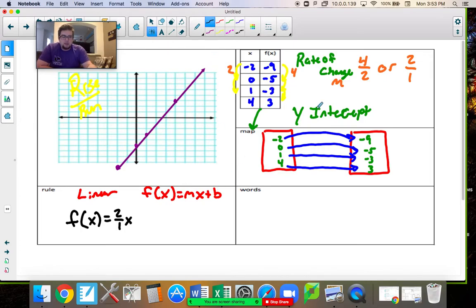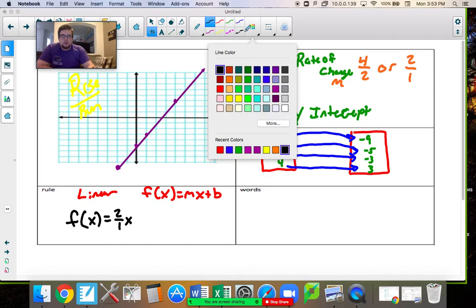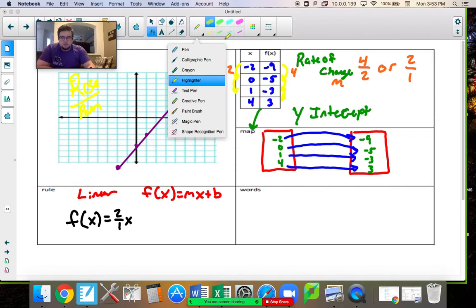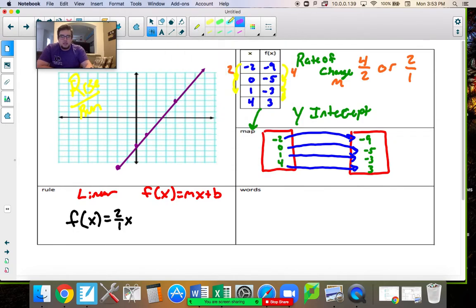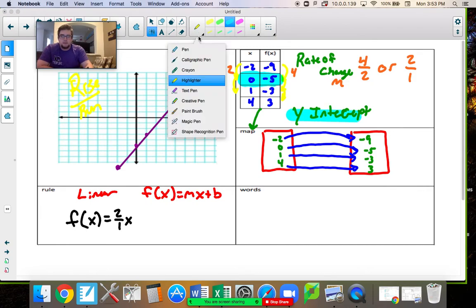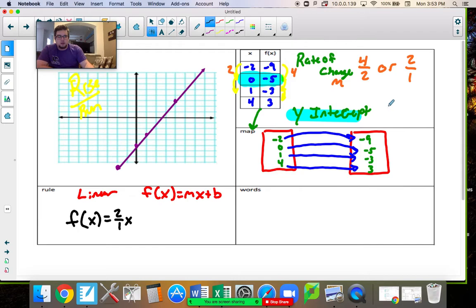B is our y-intercept. So we can find the y-intercept one of 2 ways. The first way is finding what does 0 equal in the table. So if we plug in 0, what do we get? So our y-intercept is right here. In this case, y-intercept is 0, negative 5. Or you look at the graph and you see where does it cross the y-axis? Right there. So it's minus 5.